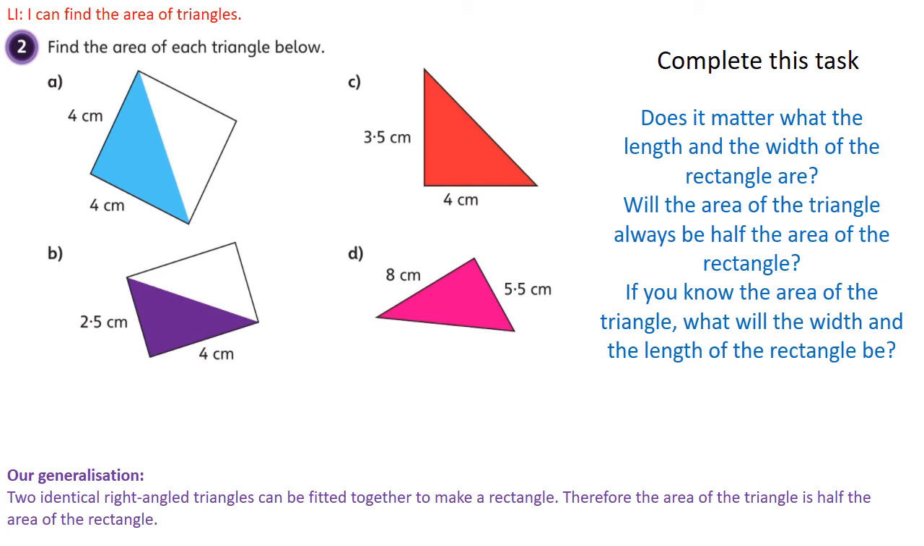In this one, we are going to do the same thing. Doesn't matter that the one in A is a square, we do it in the same way. Length times the height divided by 2. 4 times 4 divided by 2. B is exactly the same. Just be a bit careful with your decimal point there.